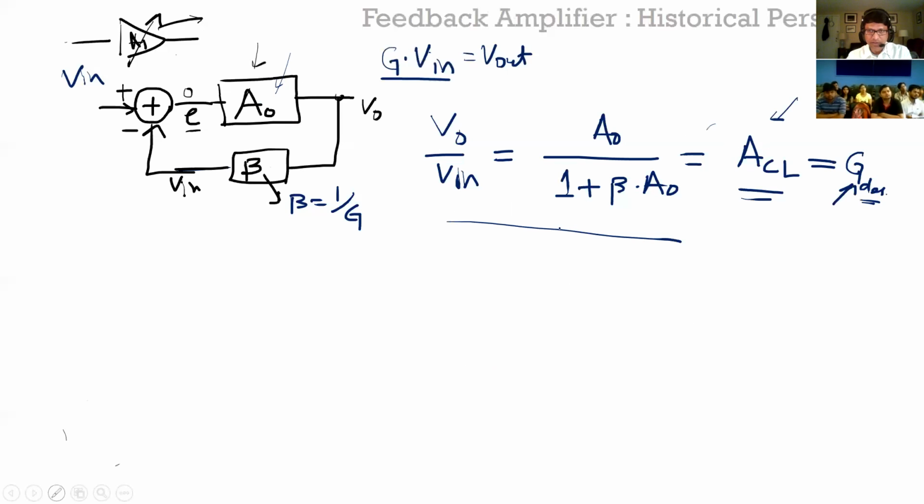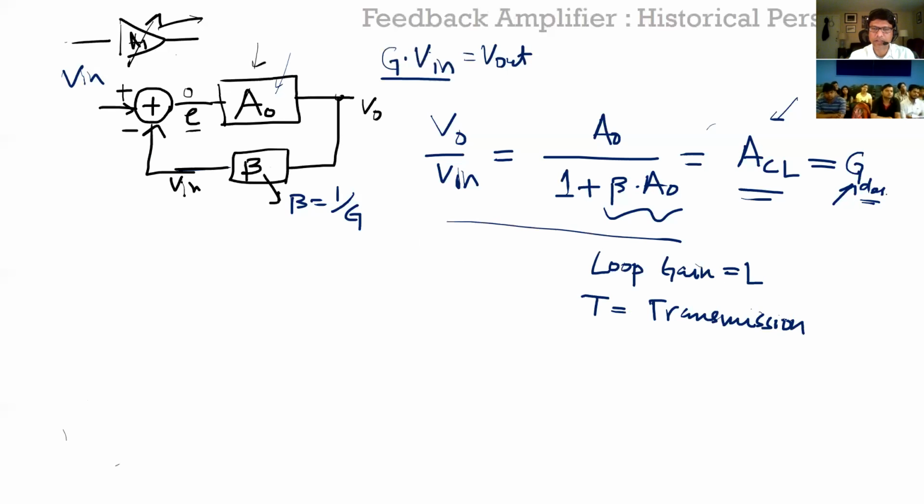Okay, so how does this solve our problem? So this term here, beta times A naught, a lot of times you'll see will be called the loop gain, or simply L, or the transmission T, or the transmission factor. And that's a critical one, and we'll see when we're doing op-amp compensation how we are using that.